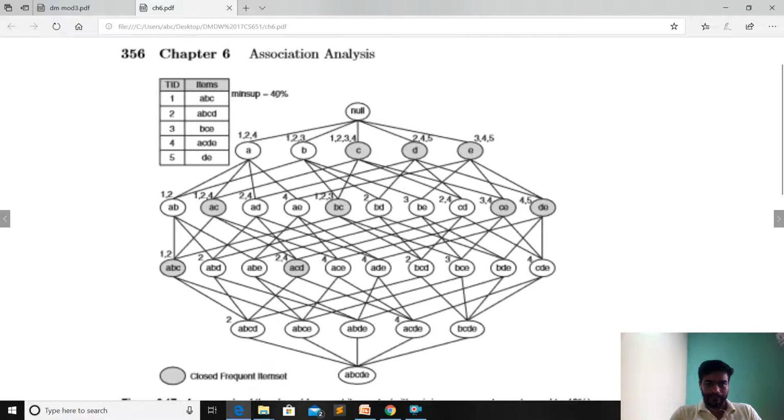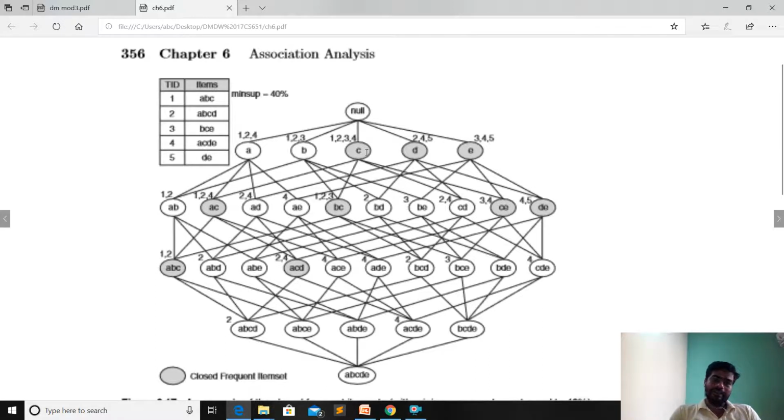The minimum support count here is 4. Now take B. It has occurred in 3 transactions, 1, 2 and 3. According to some supersets it may be closed, but BC has also occurred in 3 transactions, so B cannot be a closed item set.